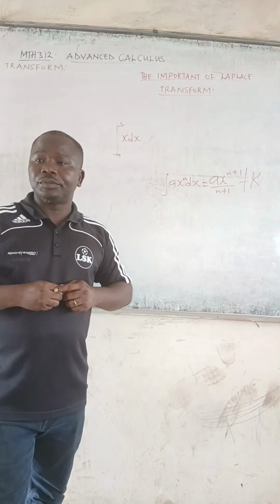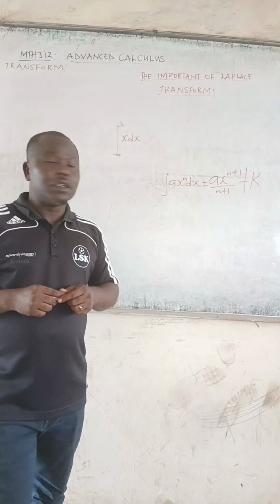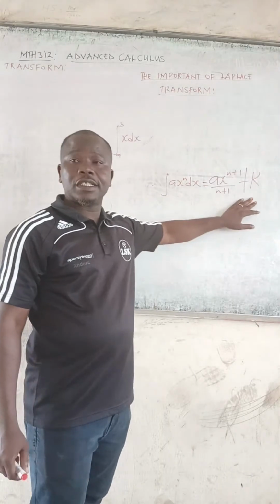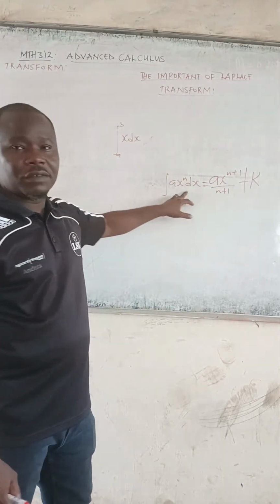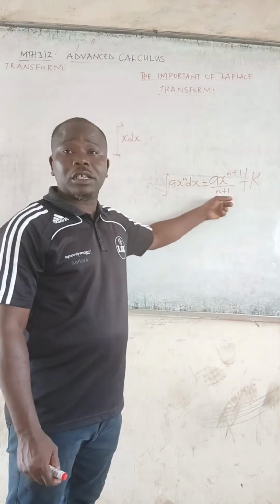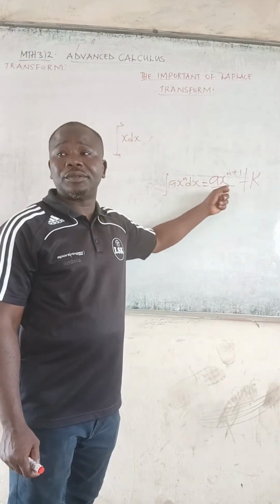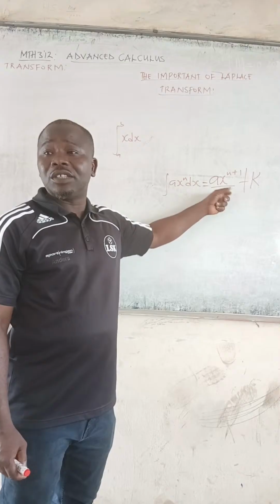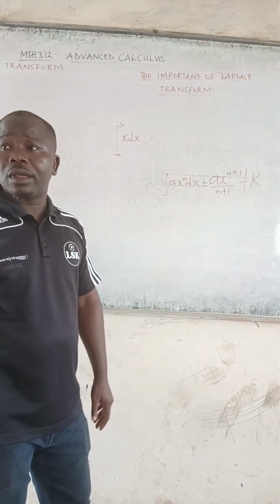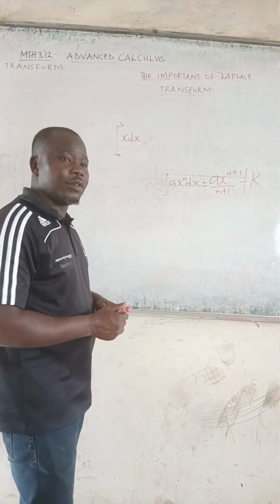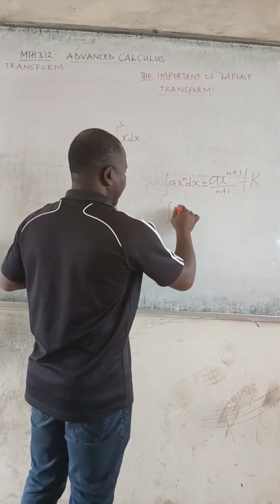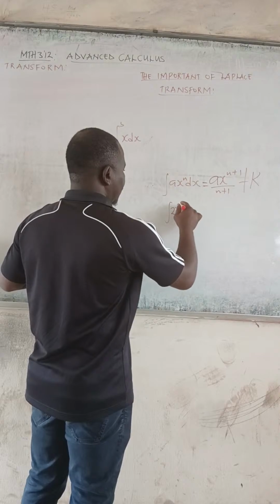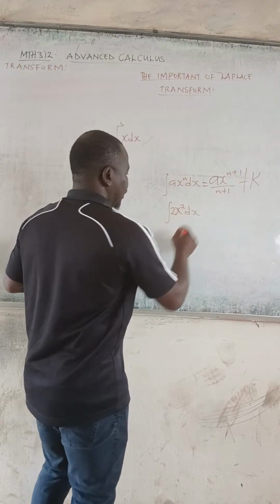Are you following? Yes, sir. Do you understand? Yes, sir. Plus a constant. So this is the definition of integration. As long as you know this formula by heart, you are done with integration. So now let us fix the idea with one example. Example: evaluate the integral of 2x raised to the power of 2 dx.